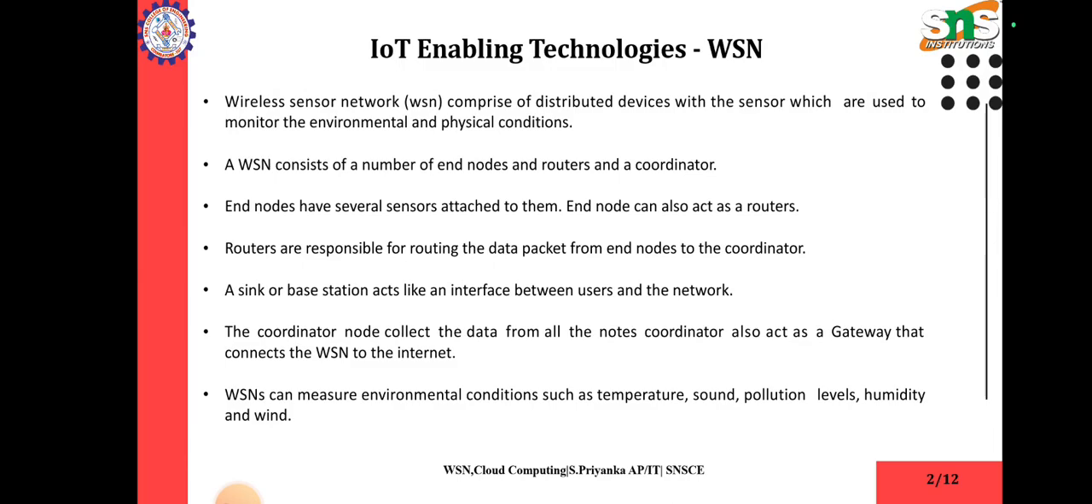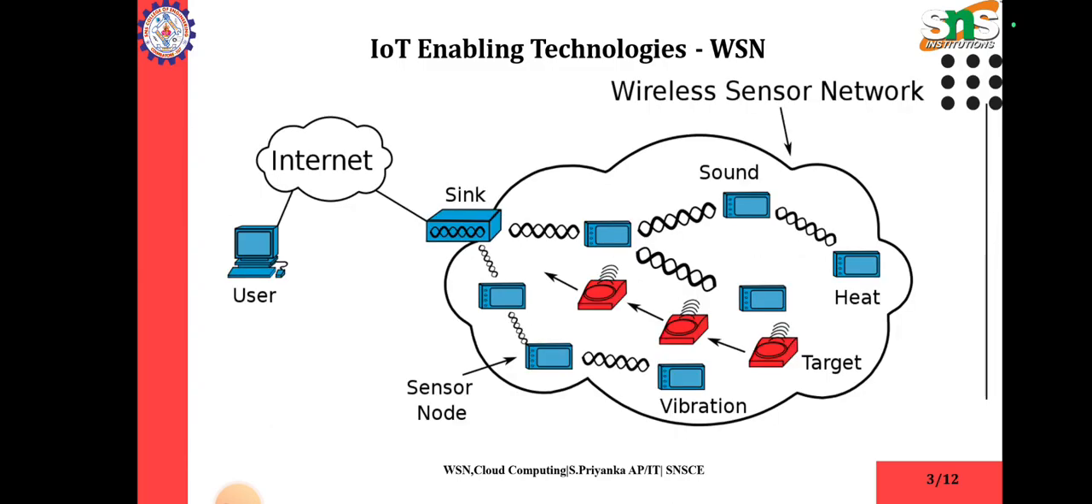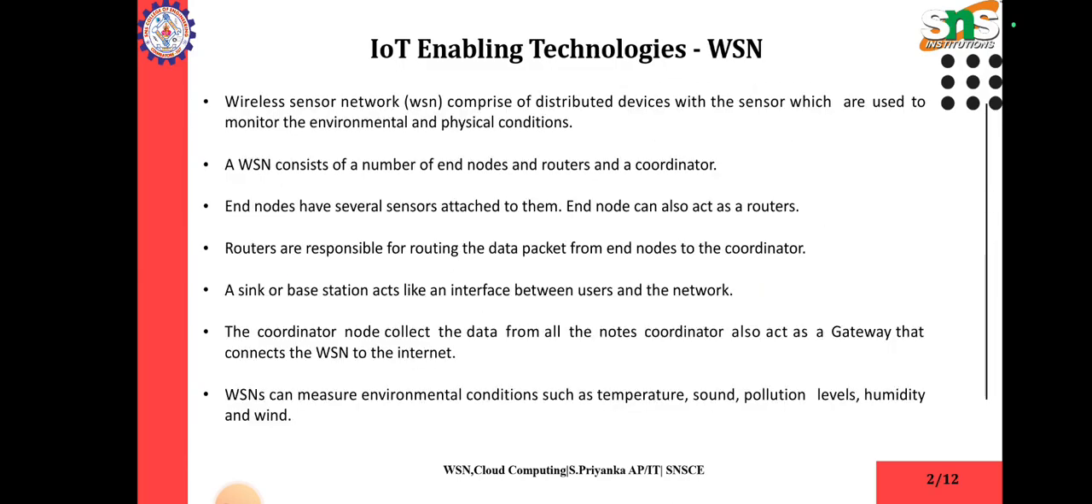A sink or base station acts like an interface between users and the network. The coordinator node collects the data from all the nodes. The coordinator also acts as a gateway that connects the wireless sensor network to the internet. WSNs can measure environmental conditions such as temperature, sound, pollution levels, humidity, and wind.